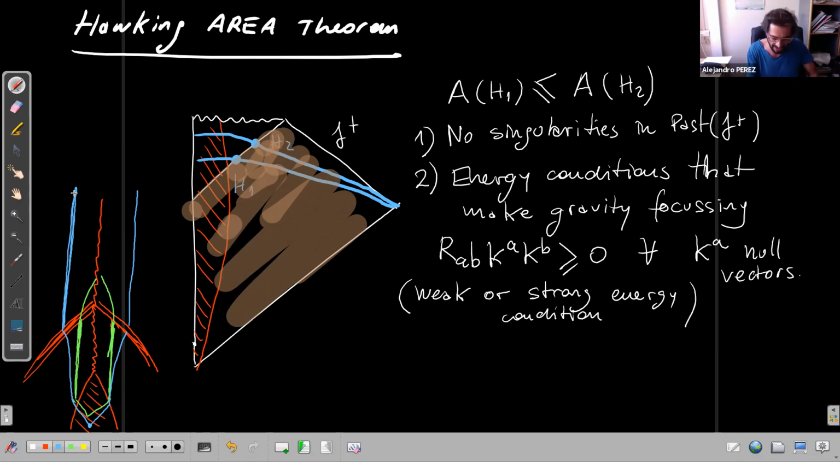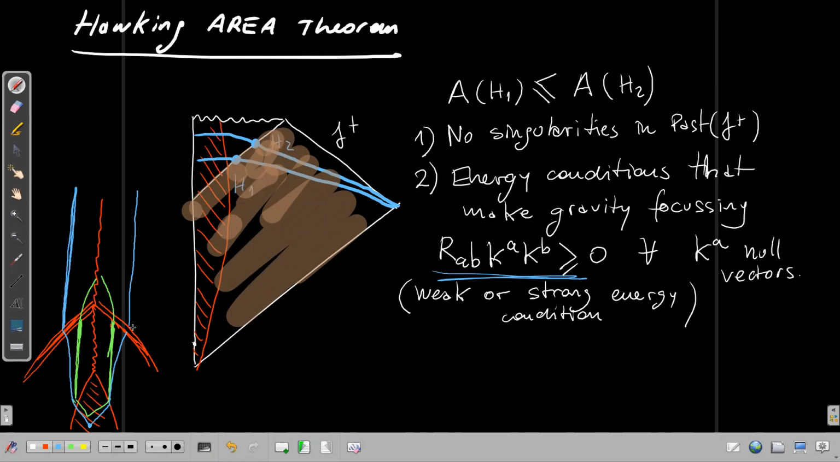So the area of the horizon has to be growing in preparation for the matter to come because of the focusing effect of matter. And if it's not growing, the matter that will come later will make these rays focus and collapse to the singularity, pushing the boundary of the black hole elsewhere.